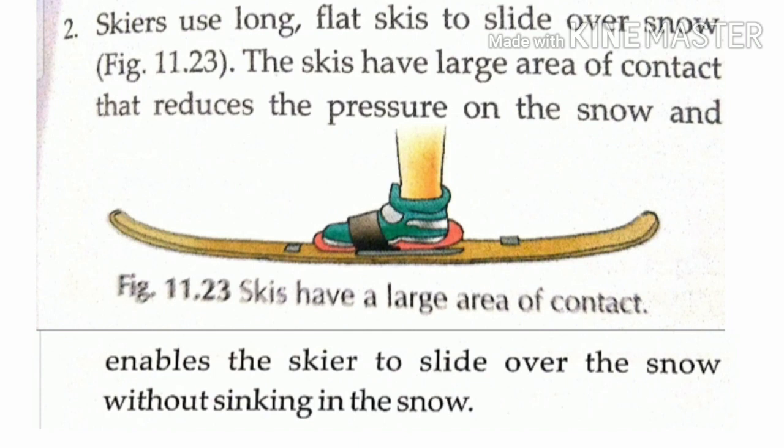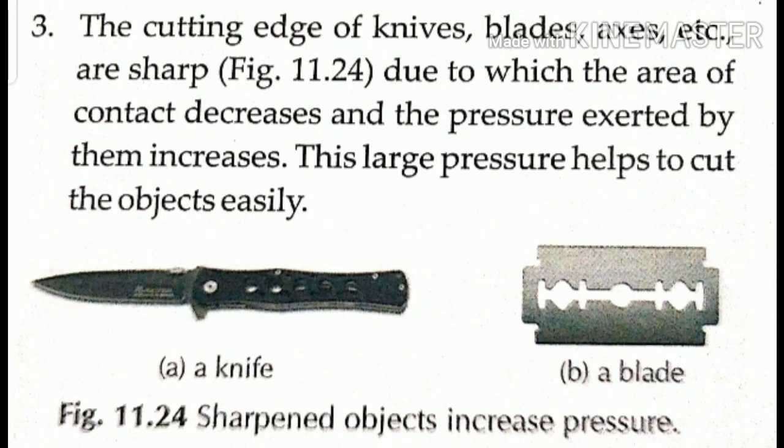Skiers use long flat skis to slide over snow. The skis have a larger area of contact with the snow surface, which reduces the pressure on the snow and enables the skiers to slide over the snow without sinking in the snow. The cutting edges of blades and knives are sharp because due to the very thin edge, the force of a hand falls over a very small area of the object, producing a large pressure. This large pressure helps to cut the objects easily.